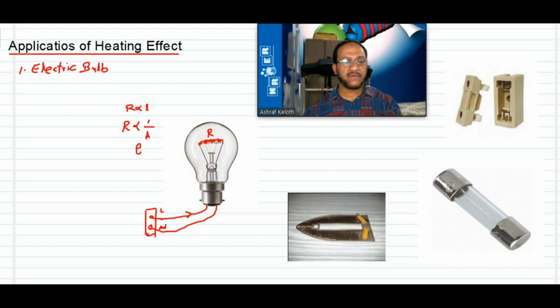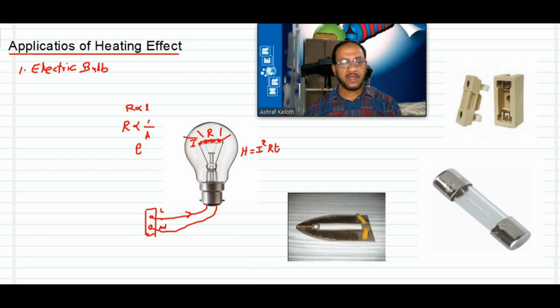At that time, suppose a current I is flowing through the filament, because of Joule's heating, Joule's law. What is Joule's law equation? Heat energy produced is equal to I squared R T. Square of the current into resistance into time. So because of this high resistance of the filament, it will get heated up to above 3000 degrees Celsius. When it is heated above 3000 degrees Celsius, it will glow with white light. So it will start giving out white light because of the high temperature.